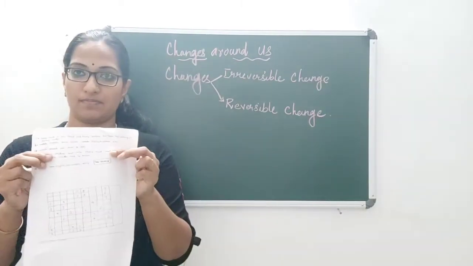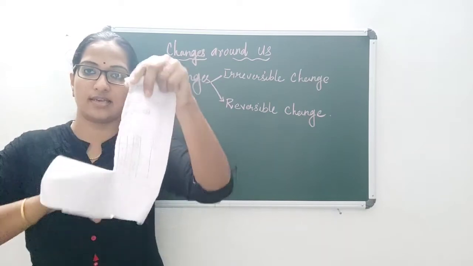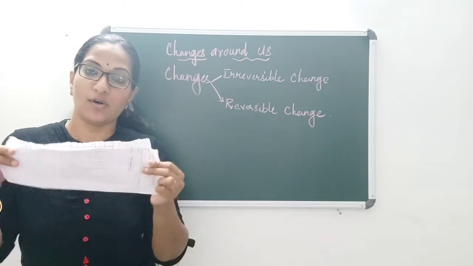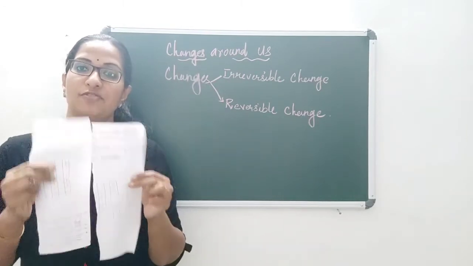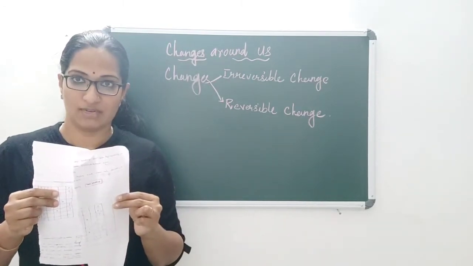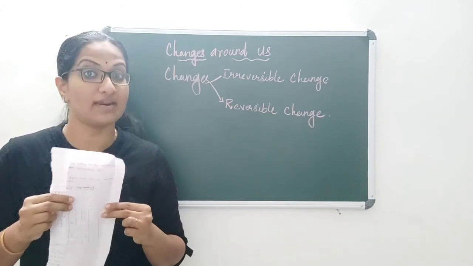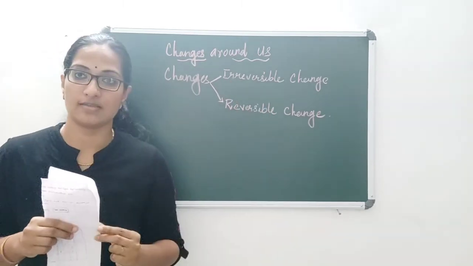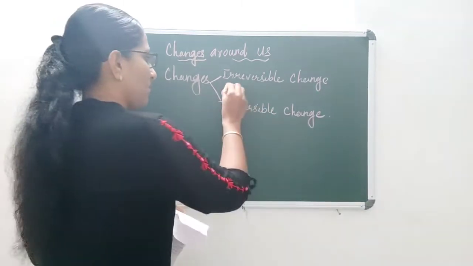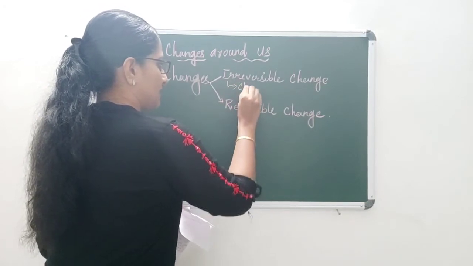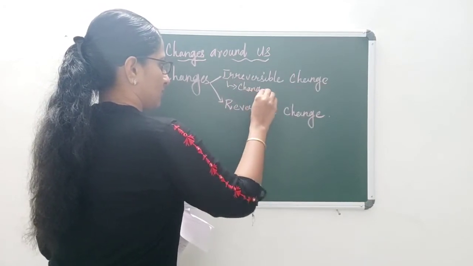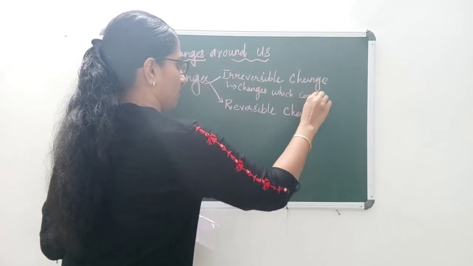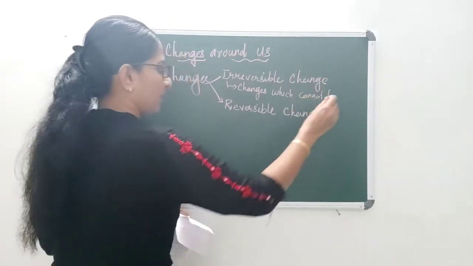I will show you. I have a paper. I am just tearing the paper into two. Is it possible to go back to the original A4 size paper? No, it cannot be reversed, right? So what are irreversible changes? Irreversible changes are the changes which cannot be reversed.